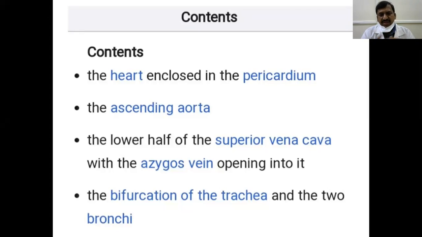And along with this, there is the azygos vein. It also opens into the superior vena cava. And the bifurcation of the trachea into two principal bronchi, the right and left bronchi, is also present in the middle mediastinum, not in the superior mediastinum. The trachea is present in the superior mediastinum, and the bifurcation of the trachea is in the middle mediastinum.